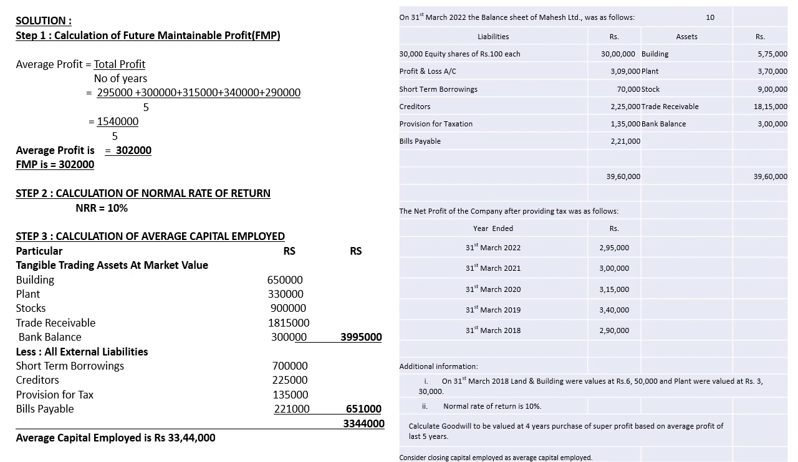Every time you can also write less preferential dividend. Here in this sum it is not given, but you have to mention it. I forgot to mention it over here, but you can write that so that whoever is going to check your paper knows that you know the exact method of calculating the sum. So you can write 0 there, and then you will get your answer as 33 lakhs 44,000. So your average capital employed is 33 lakhs 44,000.